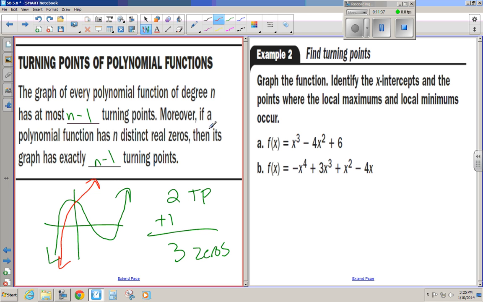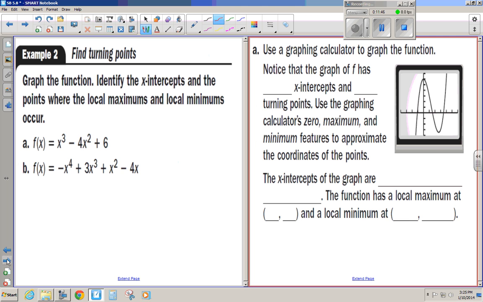Okay. So let's graph these, identify the x-intercepts and the points where the local maximums and local minimums occur. So we're going to use a graphing calculator to graph the function. Notice that the graph of f has 3 x-intercepts and 2 turning points. Use the graphing calculator's zero, maximum and minimum feature to approximate the coordinates of the points.